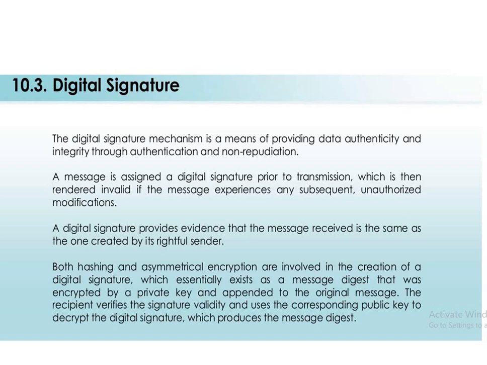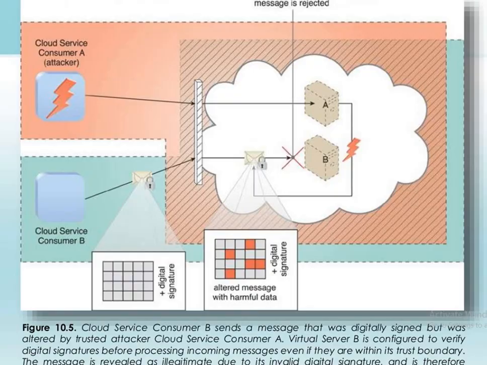So hashing and asymmetrical encryption are combined here, which essentially exists as a message digest that was encrypted by a private key and appended to the original message. So we are creating a message digest in the form of a digital signature, and we append that to the original message as if it has been signed by someone. So it's a digital signature. The recipient verifies the signature validity and uses the corresponding public key to decrypt the digital signature, which produces the same message digest. So here is the mechanism used for digital signature.